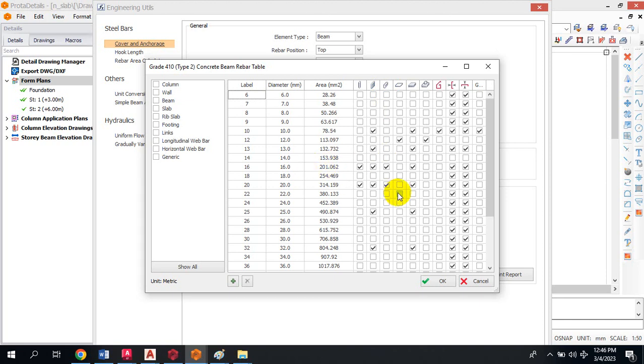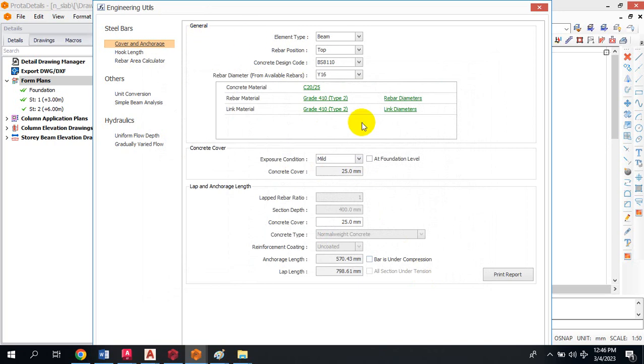So if 16 and 20, for example, were the reinforcement I used, I'll click on OK. If I click on OK, now you can see the beam was what I picked here. And then the rebar position, I can also change that to either top or bottom.